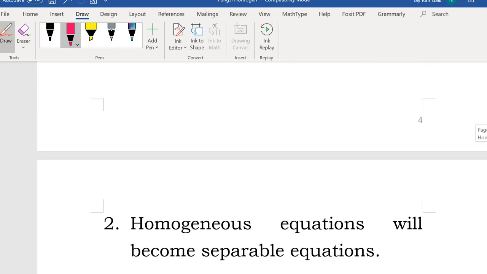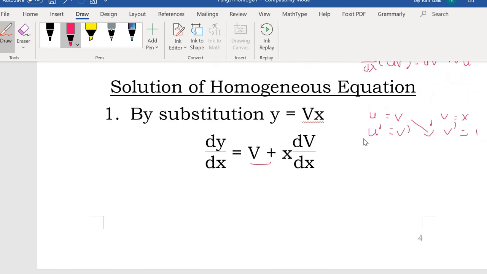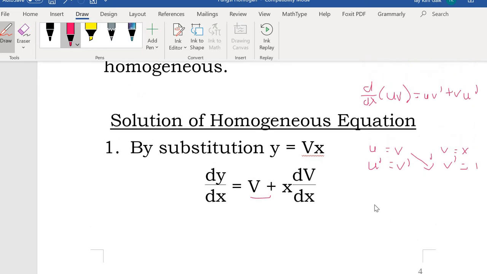Okay, you notice that after step 1, initially your differential equation is dy/dx. Initially you have dy/dx as a function of x and y.